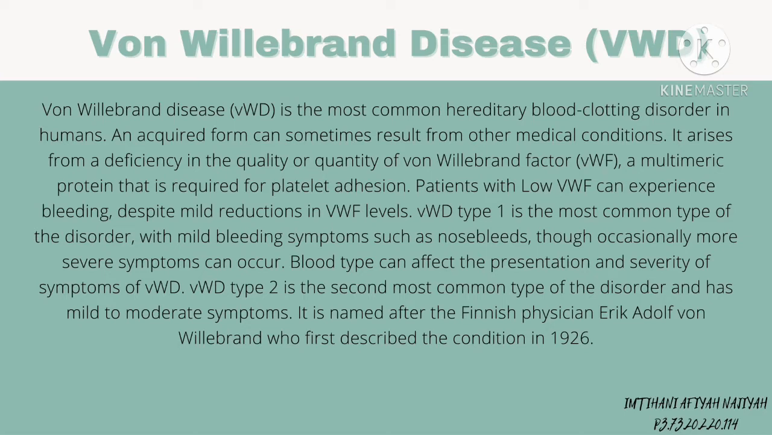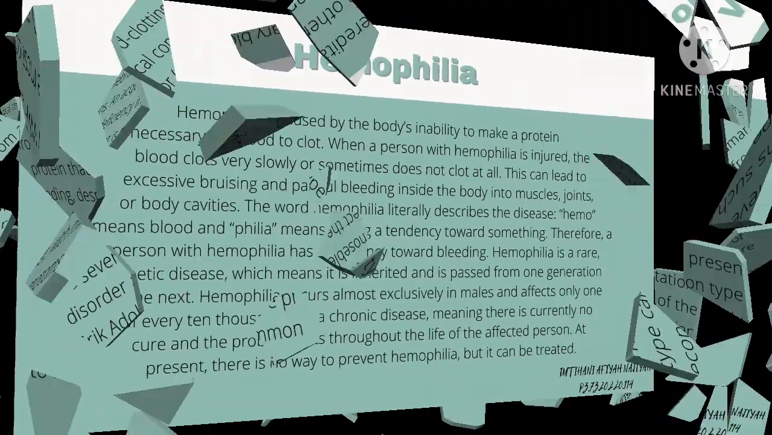VWD type 1 is the most common type of the disorder, with mild bleeding symptoms such as nosebleeds. Though occasionally more severe symptoms can occur, blood type can affect the presentation and severity of symptoms of VWD. VWD type 2 is the second most common type of the disorder and has mild to moderate symptoms. It is named after the Finnish physician Erik Adolf von Willebrand, who first described the condition in 1926.